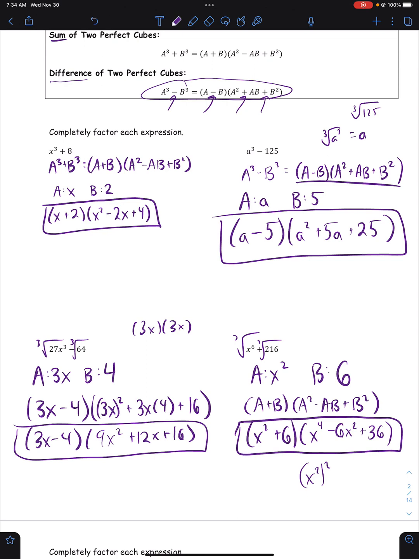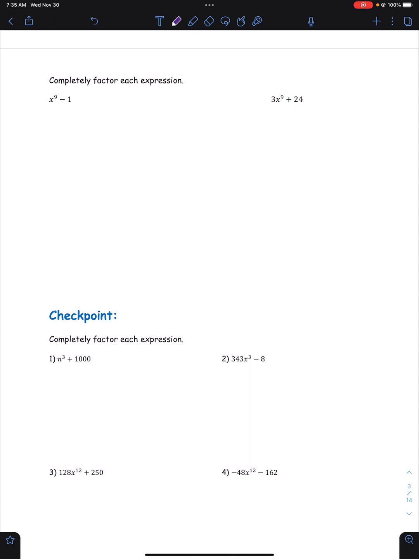Let's go to the next page. So the next two are slightly different. You may not see how they're different yet, but they are slightly different. Actually, you know what? I want you to try the first one. Pause the video, play it once you're done, or if you have a question, and we're going to go over it.